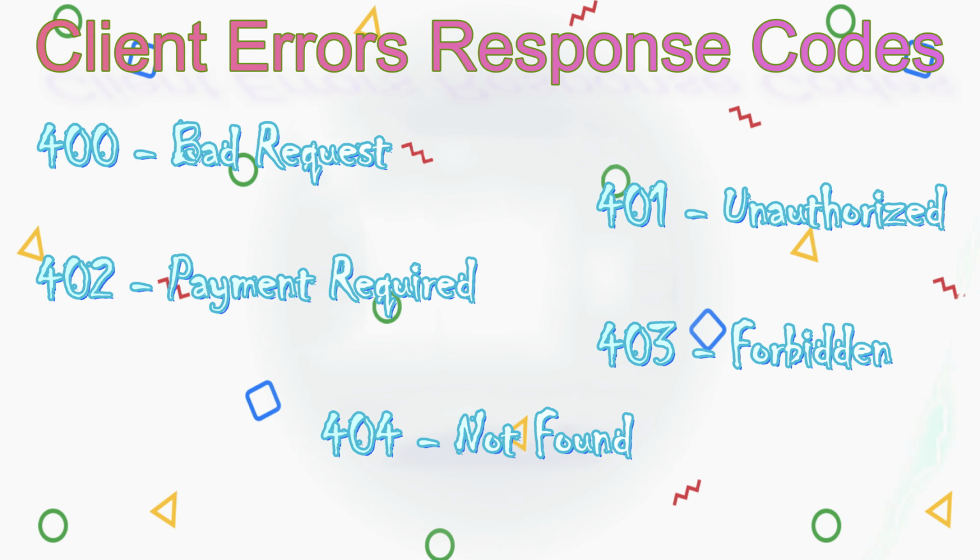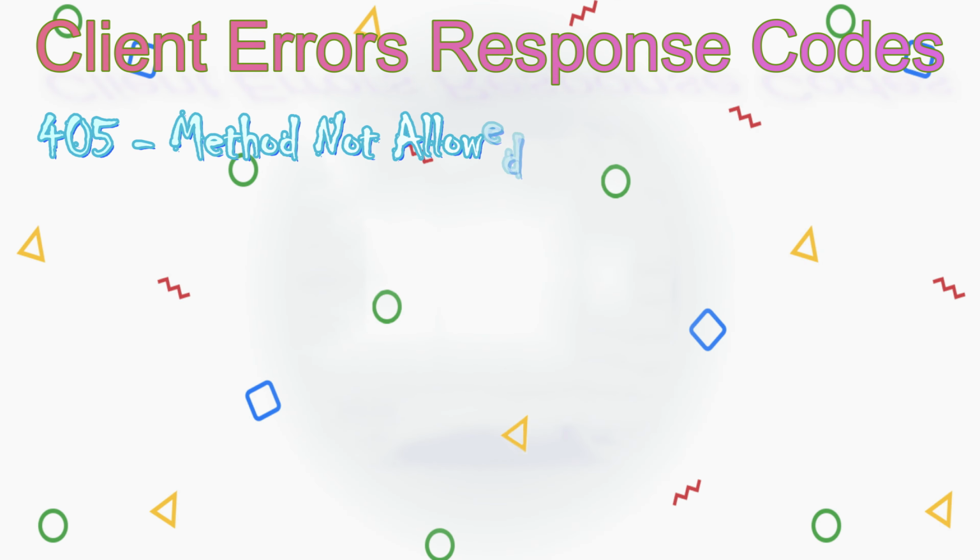404 indicates the server cannot find anything matching the requested URL or resources. This status code is also commonly used when the server does not wish to reveal exactly why the request has been refused or when no other response is applicable. 405: the request method is known by the server but it has been disabled and cannot be used. For example, an API may forbid deleting a resource.